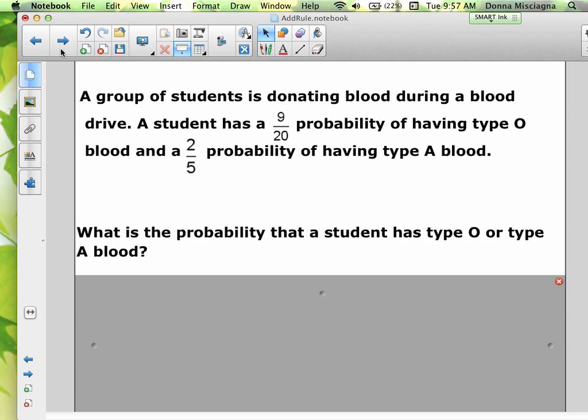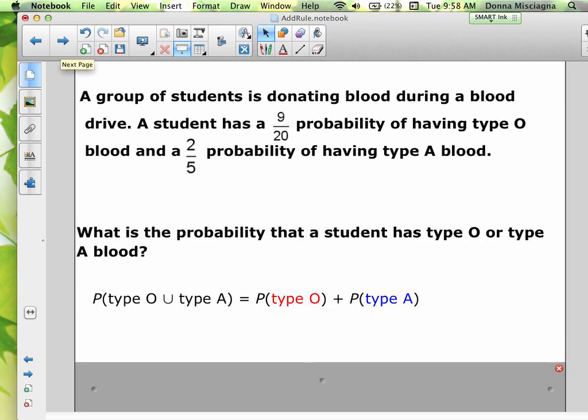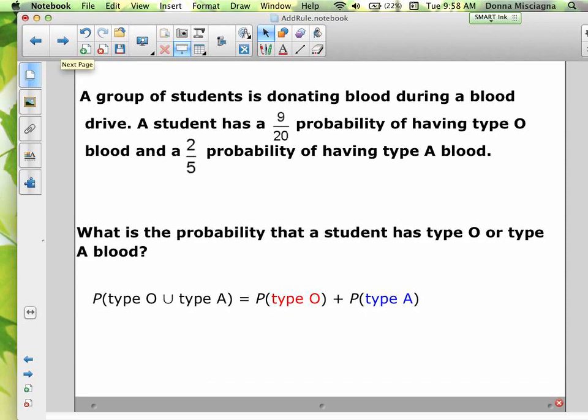All right, so back to our blood. A group of students is donating blood during a blood drive. A student has a 9/20 probability of having type O blood and a 2/5 probability of having type A blood. What's the probability that a student has type O or type A? How would we find that answer? We'd add them together. We're going to add the probability of type O and the probability of type A.